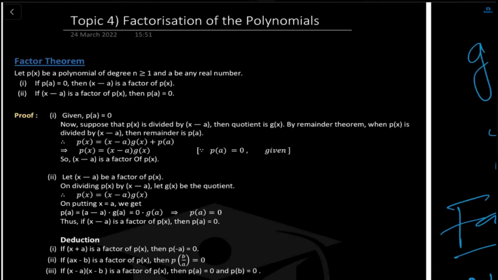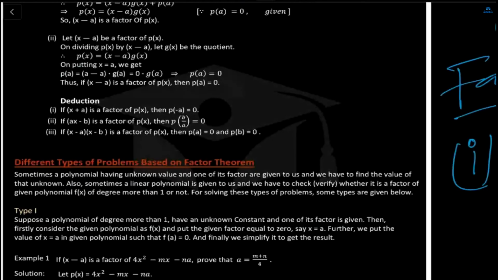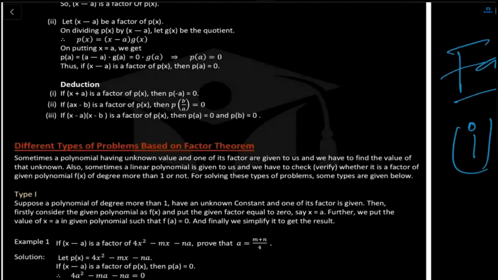And what we conclude from all this is that if x plus a is a factor of p(x), then p(minus a) will be equal to 0. If ax plus b is a factor of p(x), then p(minus b by a) is equal to 0. If x minus a is a factor of p(x), then p(a) is equal to 0.